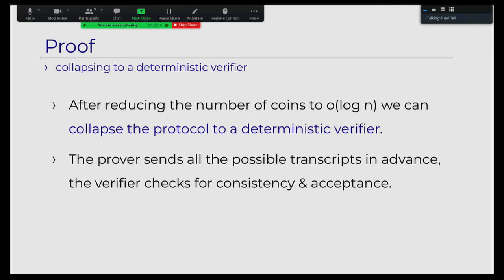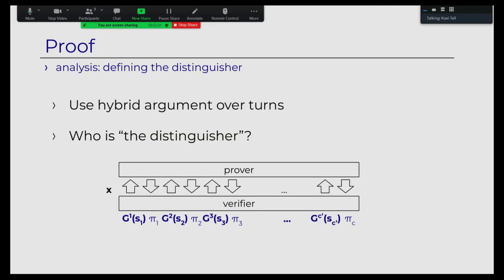Now we're basically done, because after reducing the number of coins to be sublogarithmic, we collapse the entire thing to a deterministic verifier, right? The verifier just expects the prover to send all of the possible transcripts and checks for consistency and checks what it would have done on average. And that's it. The analysis turns out to be a bit subtle. I'm going to mention this, but really I'm going to breeze over it quickly.